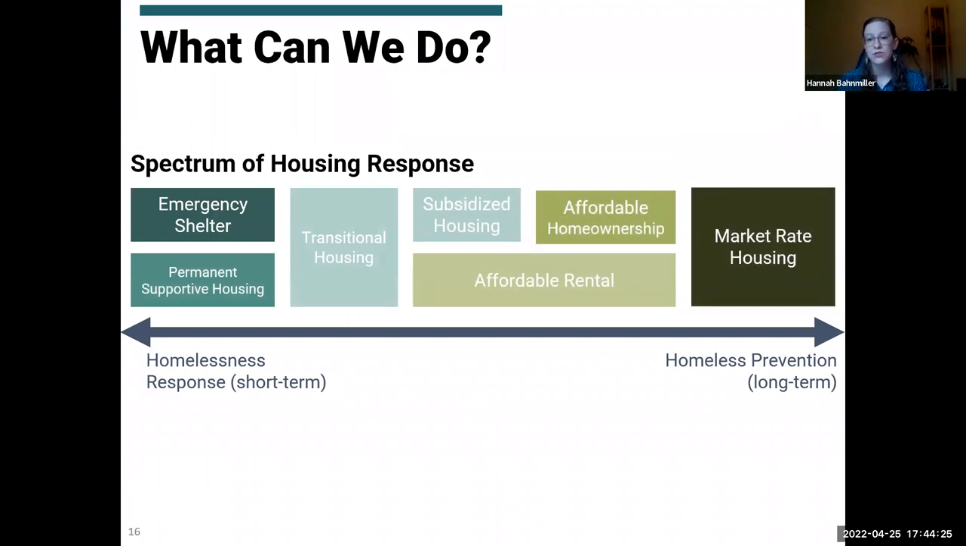To address the need, it's very important to think about the spectrum of housing response. And this can be understood as a continuum from short-term homelessness response to longer-term homelessness prevention. And along that continuum, there are very important building blocks: emergency shelter, permanent supportive housing, transitional housing, and affordable rental and homeownership. All of these building blocks are important to ensure thriving families and equitable outcomes in our community.